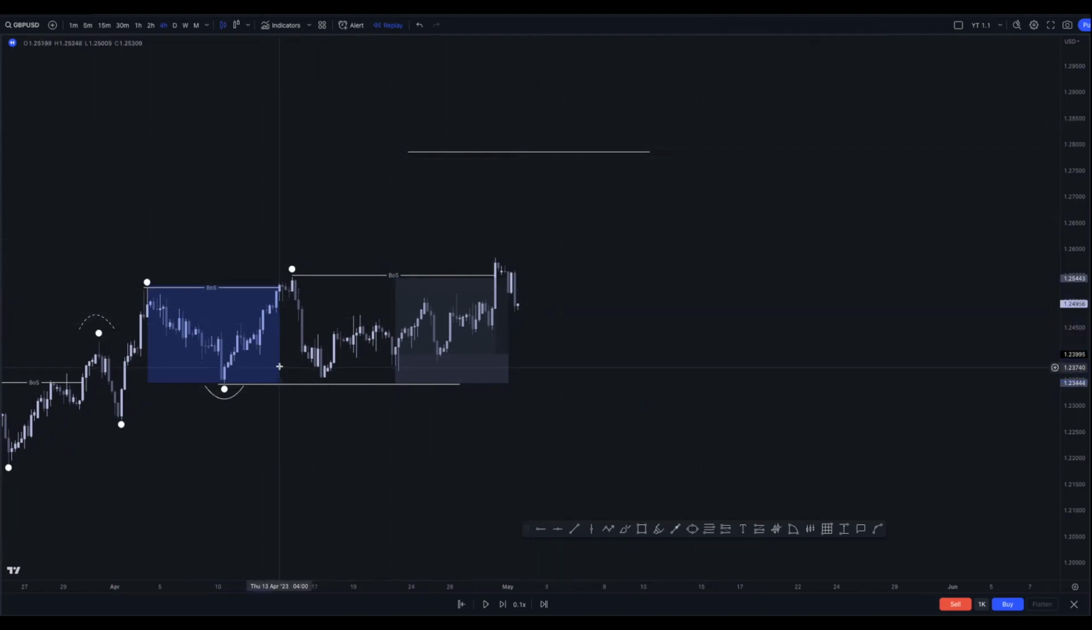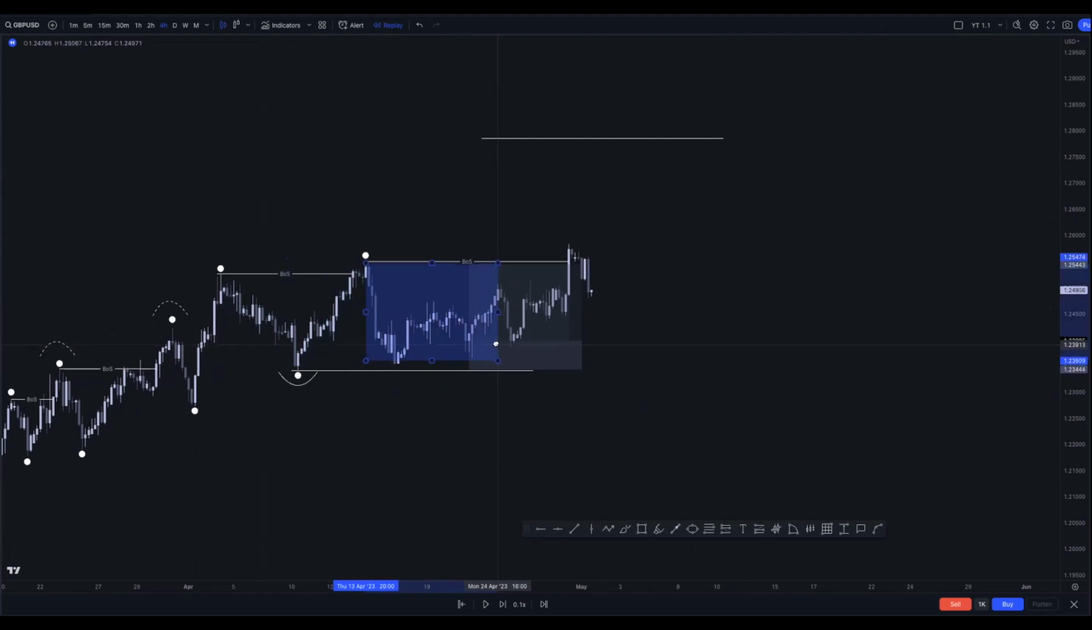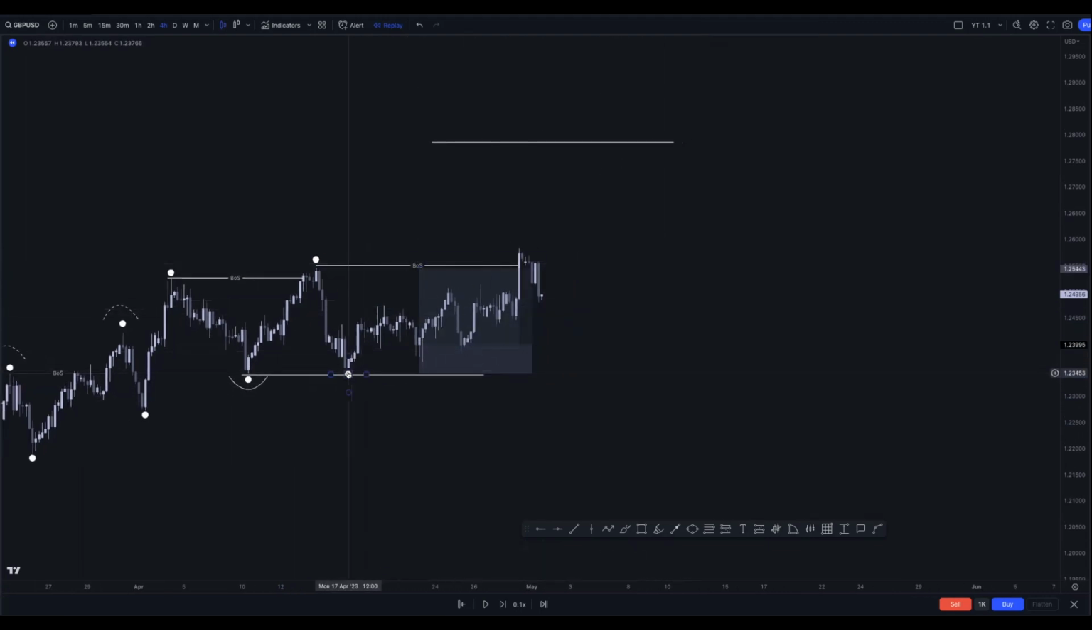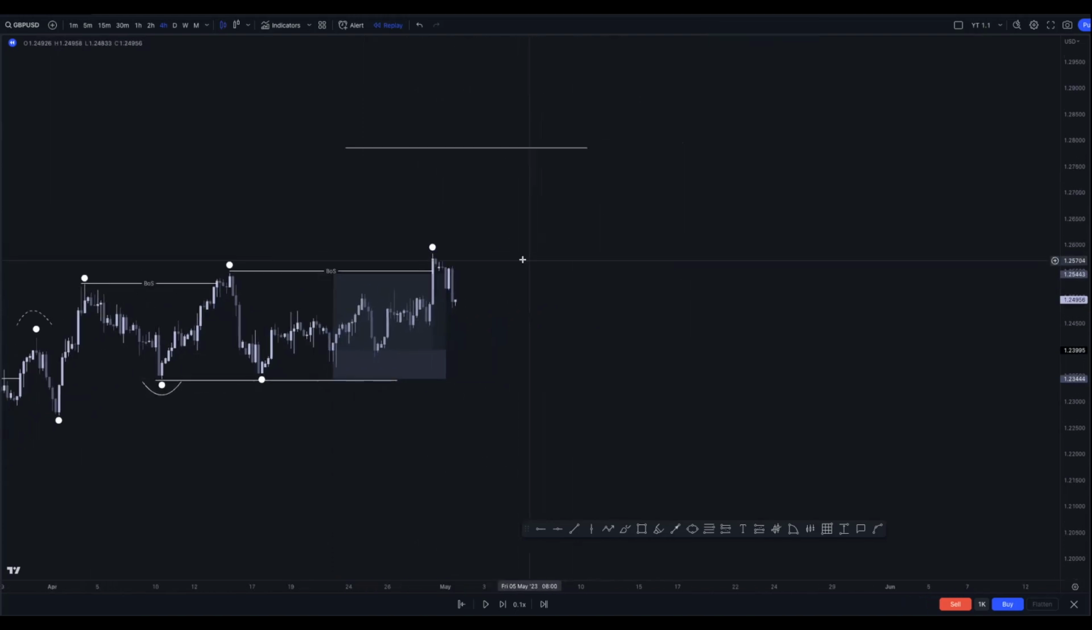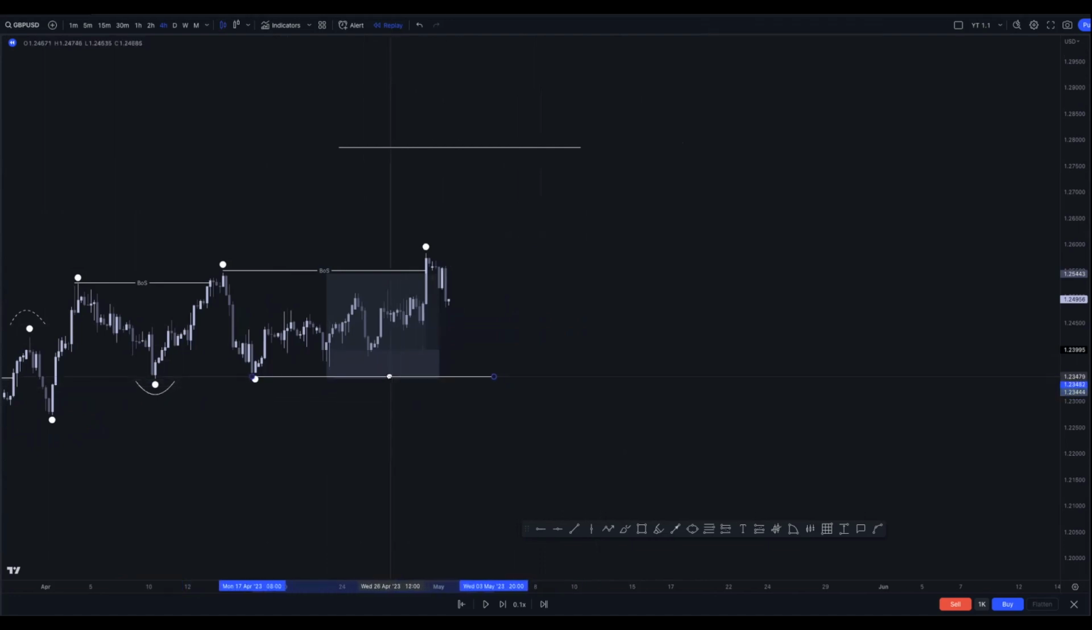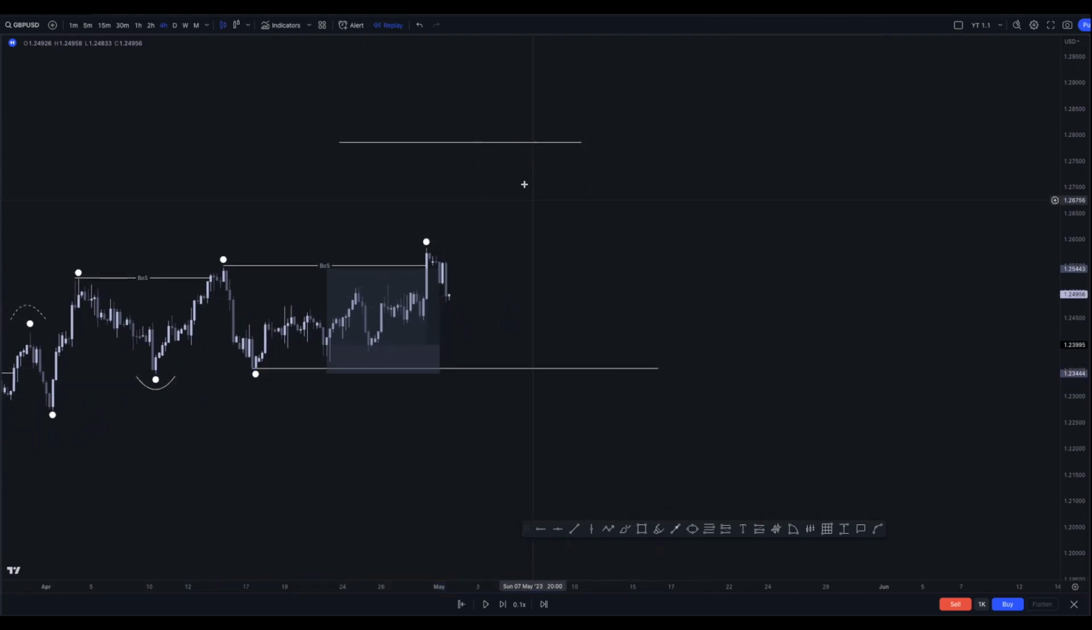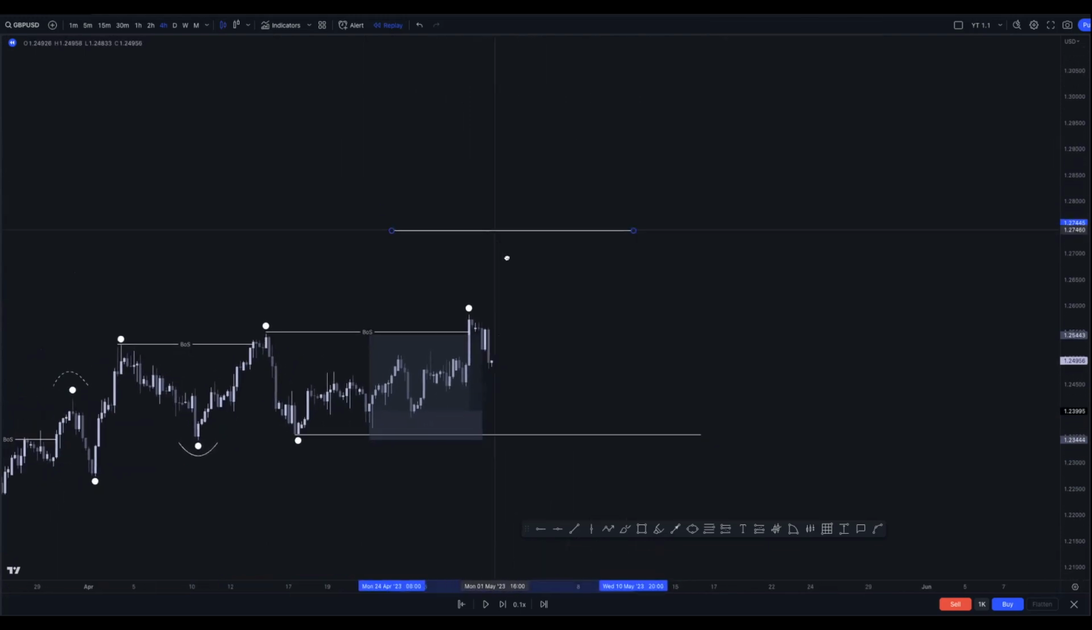Just take your rectangle tool and go from where it broke structure to the last point of breaking structure. What is our lowest point? It is right here. So this is our swing low. Boom. And this is our swing high. I think that's safe to say because price is starting to pull away from it. So then what is our new swing range? It's this guy right here. Put this here.